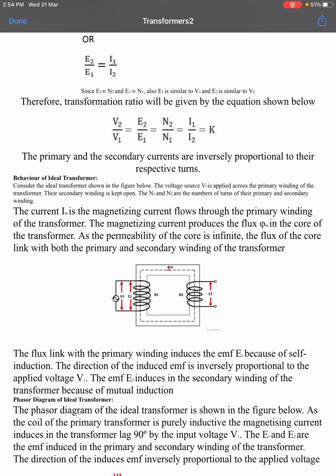We get the primary induced EMF on the primary winding side because of self-induction, and we get the secondary induced EMF in the secondary winding because of the mutual induction principle. Here there is no electrical connection between these two windings. We apply the electrical connection only on the primary side of the transformer. Because of mutual induction, we also get the EMF on the secondary side.